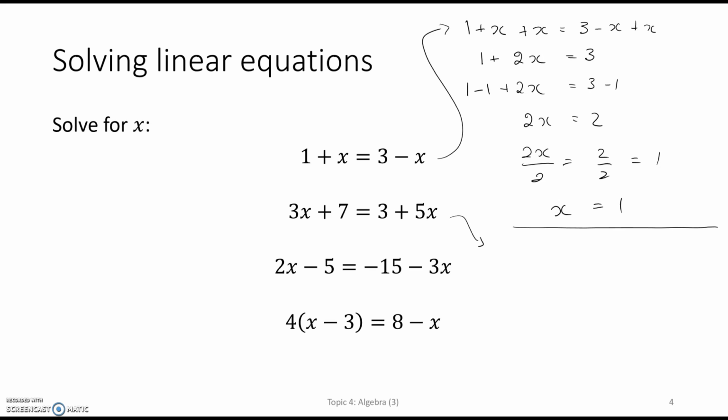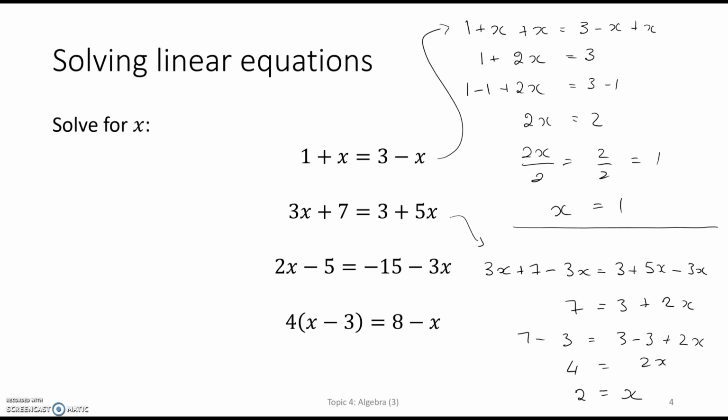In the second one, I'm going to take away, no, maybe I'll take away 3x from each side. On the left now I've got 7 equals 3 plus 2x. Now I'm going to take away 3 from each side. So now I've got 2x equals 4. I didn't want 2x, I only wanted x, so I divide both sides by 2, and I have 2 equals x, or x equals 2. Check it out.